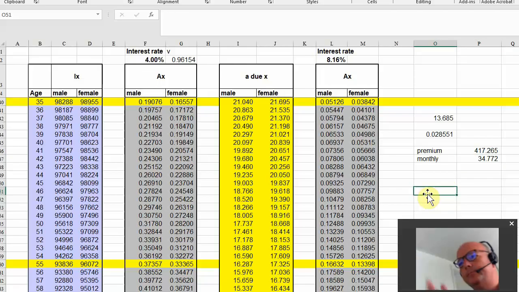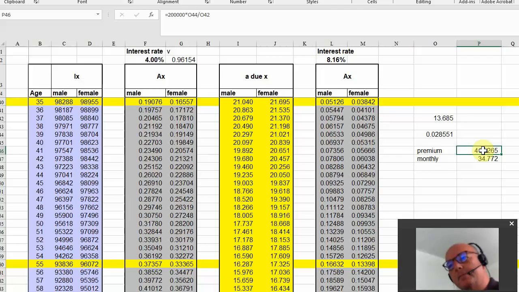Now, what happens when we move forward in time? So this policy is basically going to pay out £200,000 if there's a death, and it's going to receive £34.77 every month if there's not a death. Okay, so let's project that forward and see what happens.